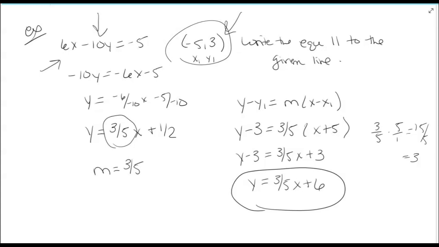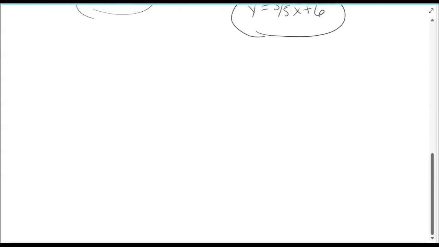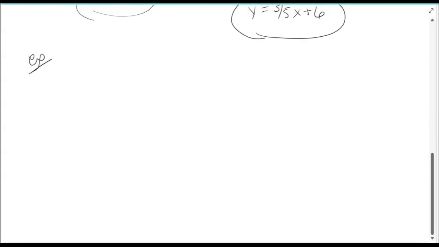All right, and the key here is the slope. We need the slope to be the same. All right, parallel ones are really easy. It's the perpendicular ones that can kind of get us, right? So let's say that we're supposed to write a line that's perpendicular.